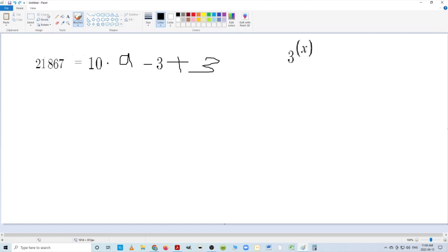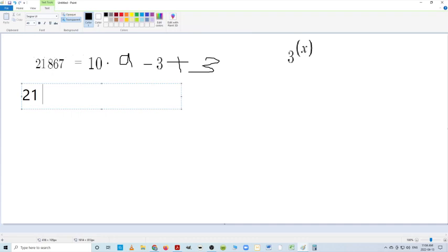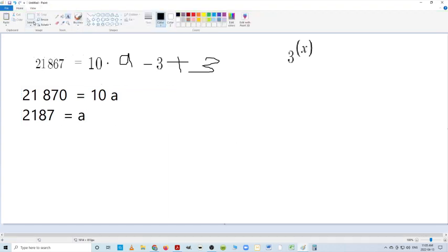And if I add 3 to both sides, I have to add it to the left side now. I get 21,870 is equal to 10a. And it's clear now I have to divide it by 10. 2187 is equal to a. And now I can bring this back. It's a lot easier to solve now.